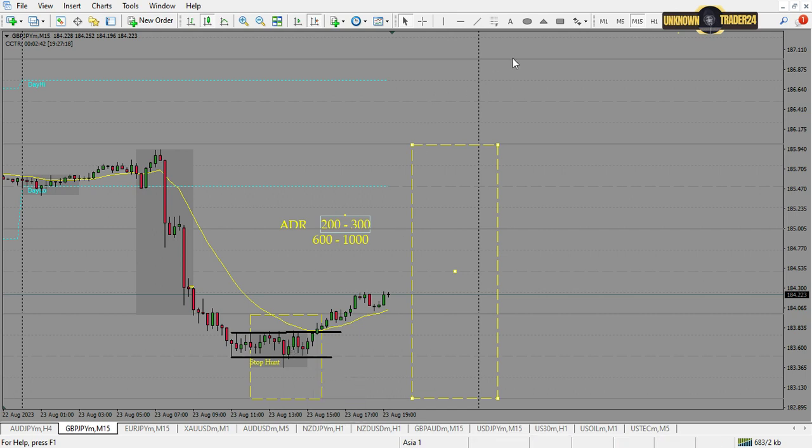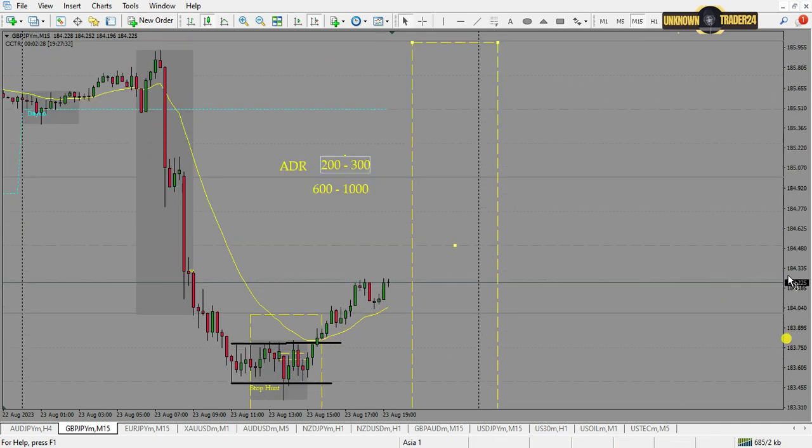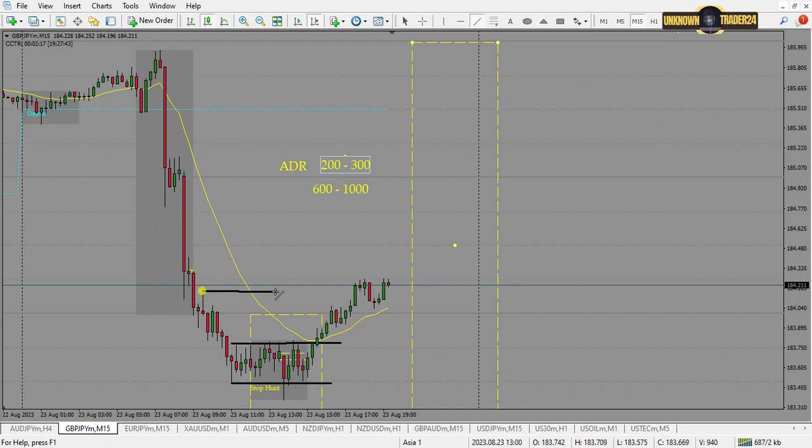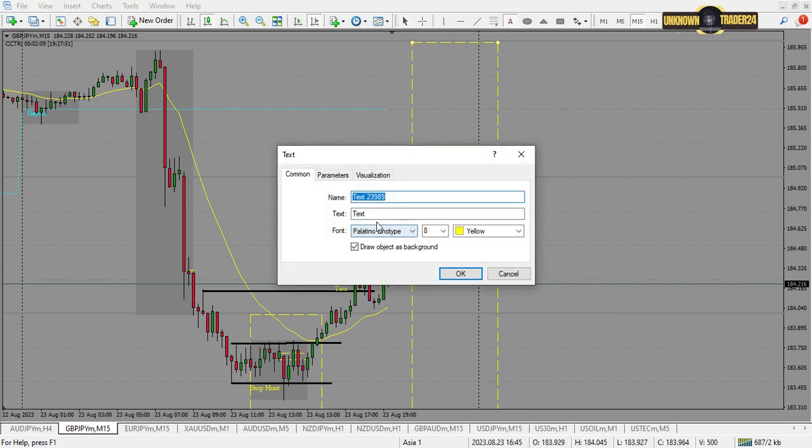So I did enter after this pin, okay? And my entry was somewhere here. Why? Because if I don't get a break of structure, of which in this case the break of structure came late, okay? For me, the break of structure came late. This is the break of structure on the inside, okay? It only came late. Let's see, BIS, okay?